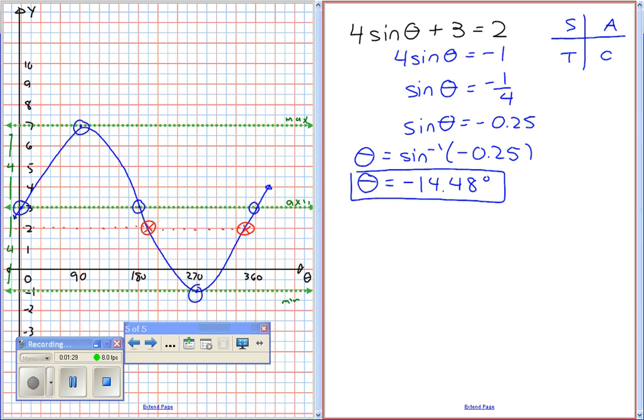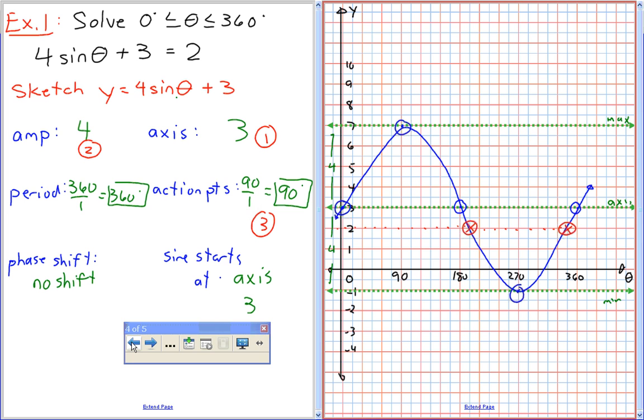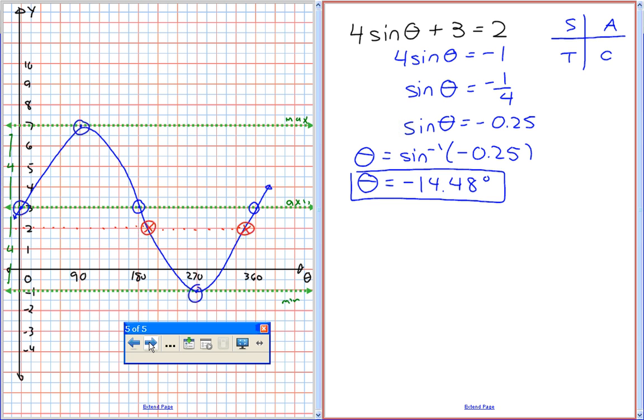Am I happy with this answer? Devin, am I happy with this answer? Why am I not happy with this answer? Okay, very good. So I'm going to hide this. You don't see that. But Joe's exactly right. The question said we only want our answers from 0 to 360. So because we only want our answers from 0 to 360, this is out of our domain.